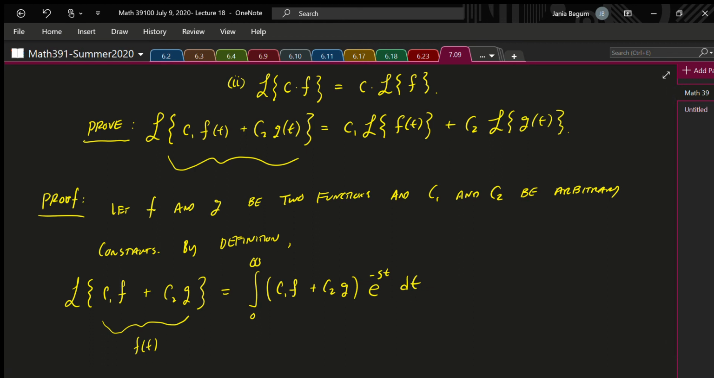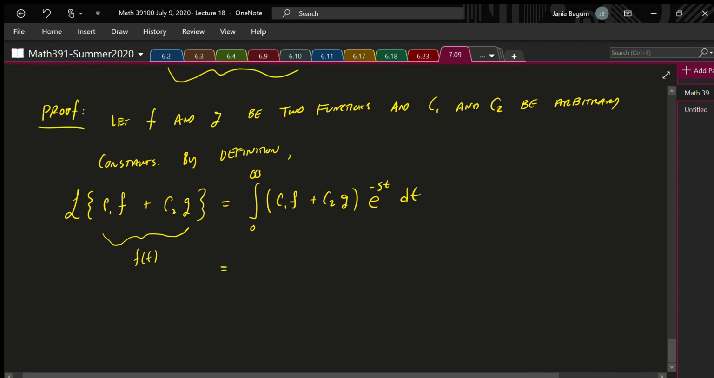Now by laws of exponents, or by algebra, we can distribute e to the negative st and have the following statement. We have the integral from 0 to infinity of c1 f times e to the negative st plus c2 g times e to the negative st, everything times dt. Okay, this is by algebra.